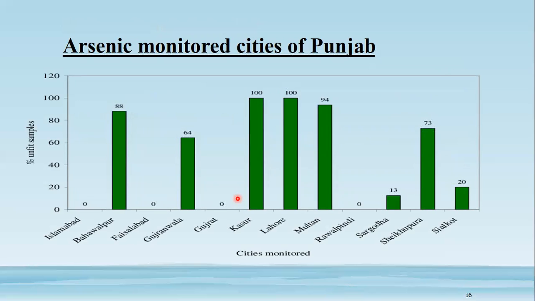Arsenic monitored cities of Punjab. As I mentioned in previous slides, due to the leaching of metals and some other point sources or non-point sources, arsenic is found in the monitored cities of Punjab. You can see in the bar chart that in Punjab, Sialkot has 20% arsenic release in water, and Sheikhupura 73%, whereas Lahore, Kasur, Multan, and Bahawalpur have the highest percentages in this case.